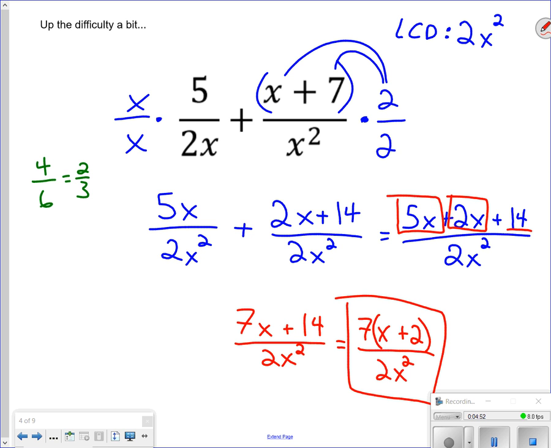So my final answer is that I leave it in factored form just to prove that, hey, I checked to see if I could cancel stuff out, and I couldn't. All right? So just one thing to keep in mind.